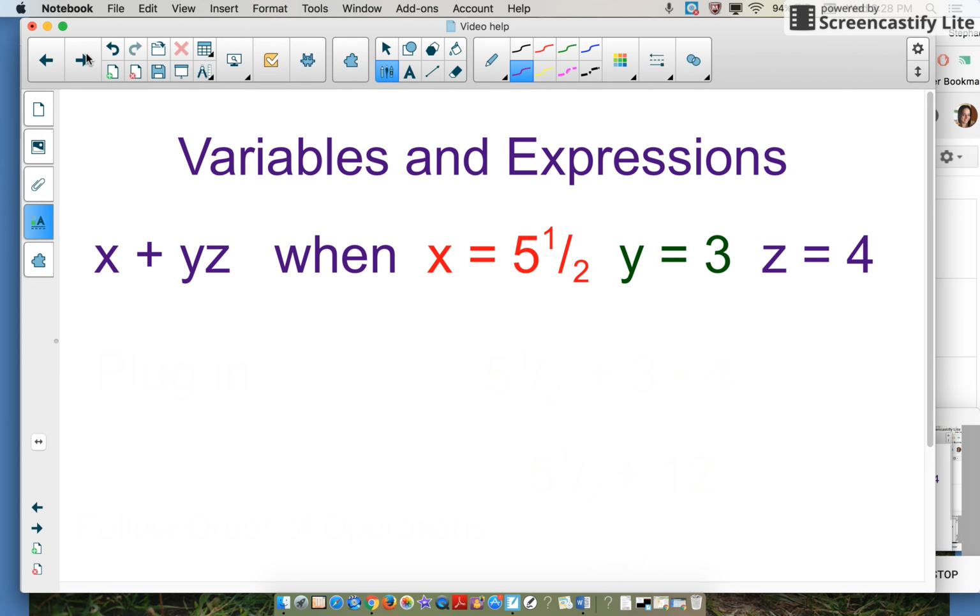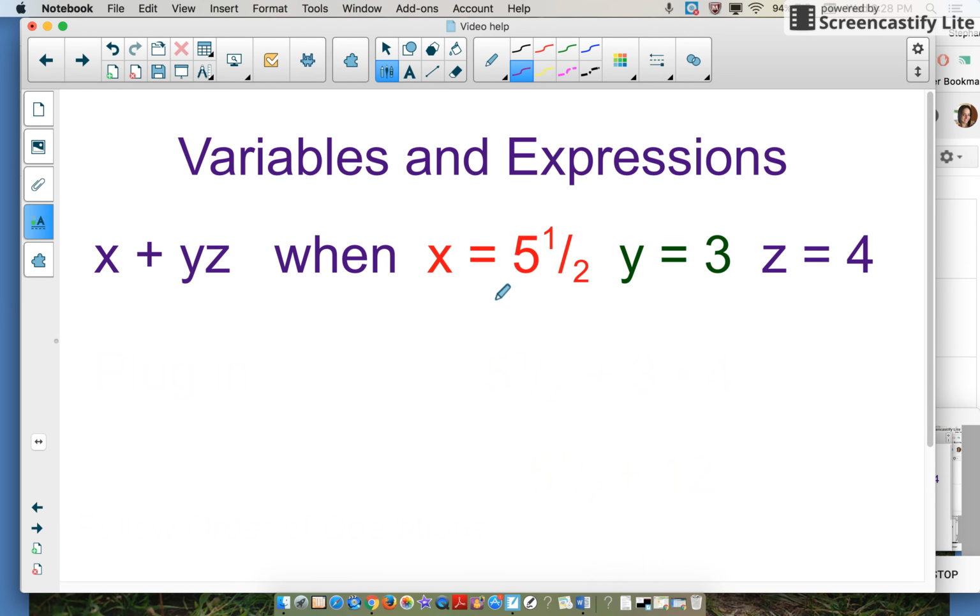Next, we've talked about variables and expressions. Here we have x plus yz when x is 5.5, y is 3, and z is 4. Looking at this, it may look a little confusing because there's a lot of letters, but we're going to simplify it as much as we possibly can.